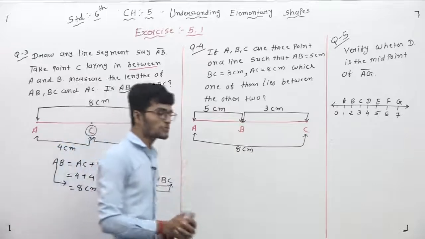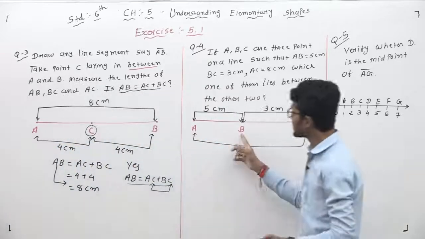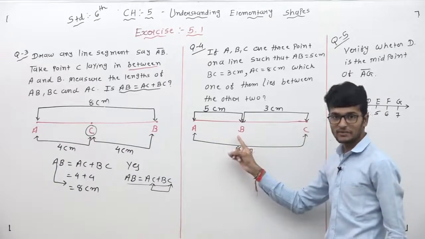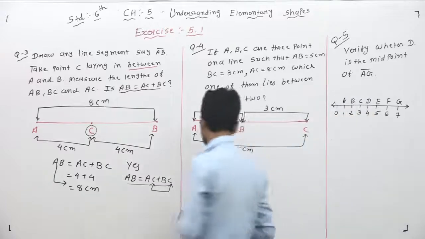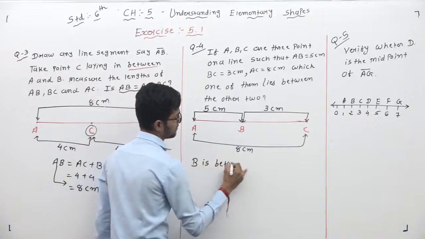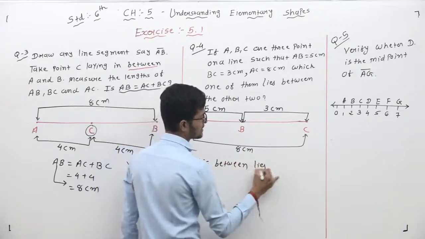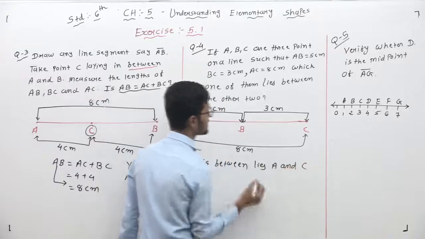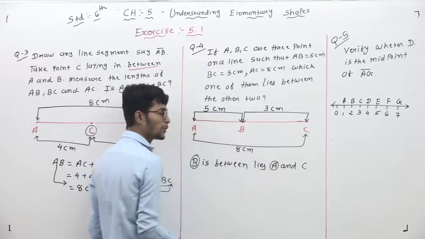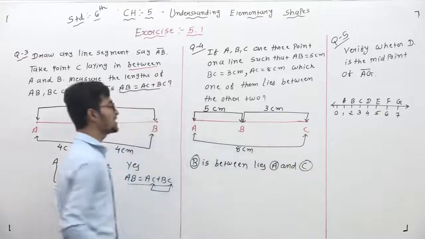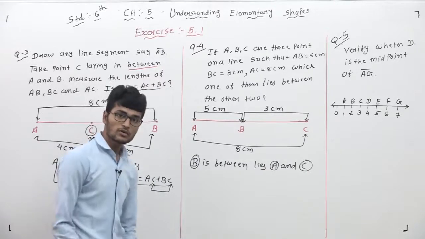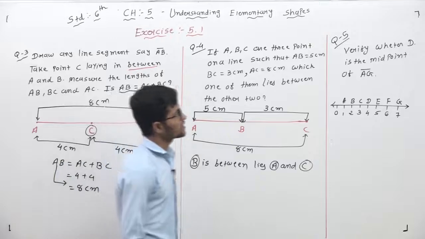So dear students, which point is between? See in the figure. So B is between A and C. So write down: B is between, lies between A and C. What is the between point? The between point is B. The other two points are one point A and second point C. So B lies between A and C. So this one is our question number 4. Understand? Now, next question number 5.